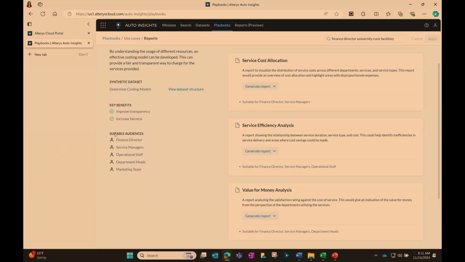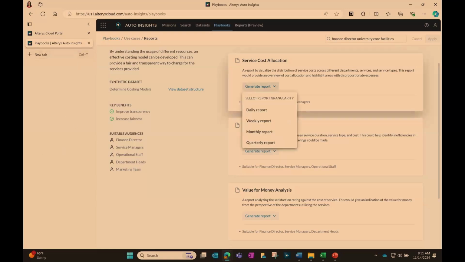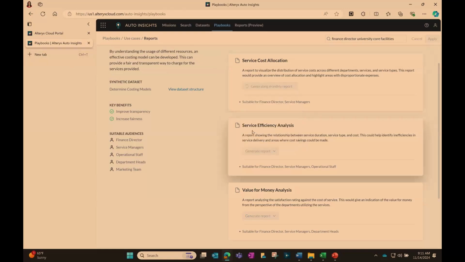So let's click on generate report. Is this something you would do daily, weekly, monthly, quarterly? Monthly. Okay, so we want monthly reports. See, it even gives a choice of the granularity. So it's going to crank and it's going to do that.